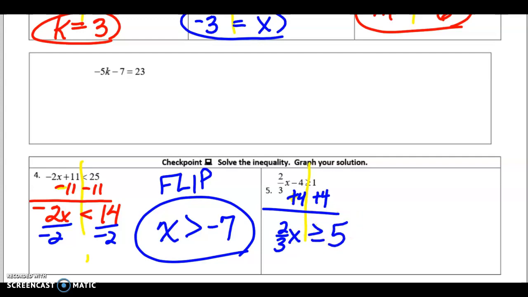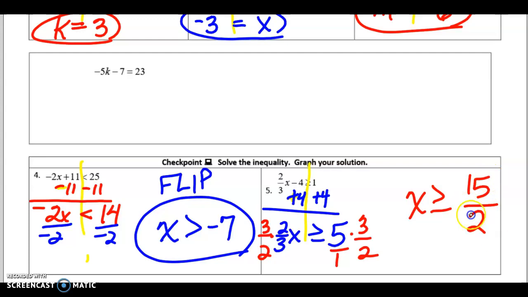To get rid of a fraction, multiply by the reciprocal. Remember, if you have a whole number times a fraction, just put that whole number over 1. This is 6 over 6. That's 1. 1 times x is x, so you're going to get x greater than or equal to, this isn't pretty, but that's okay, 15/2. That's 7.5, so anything greater than or equal to 15/2.